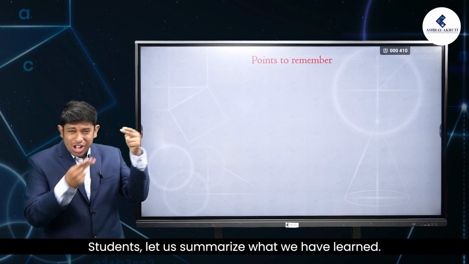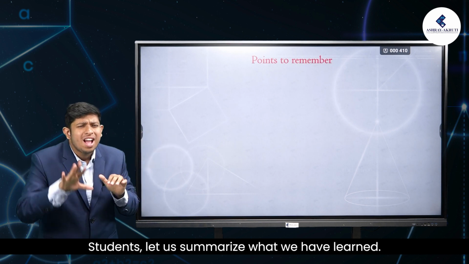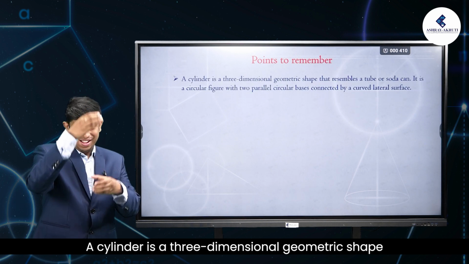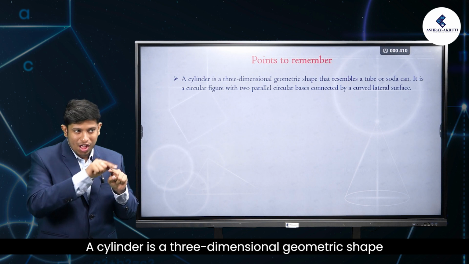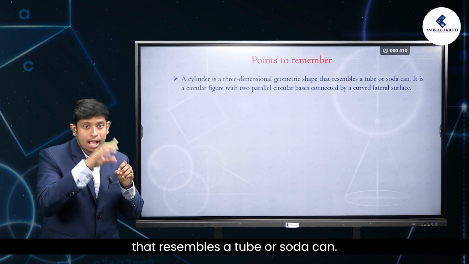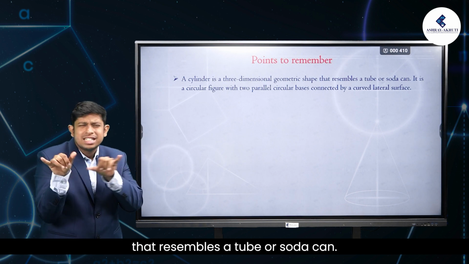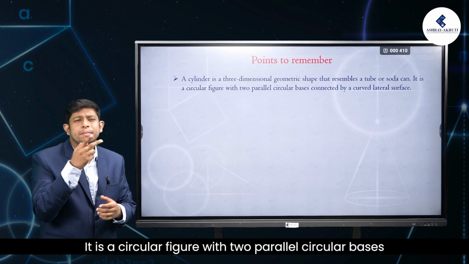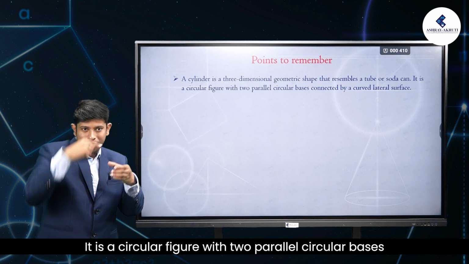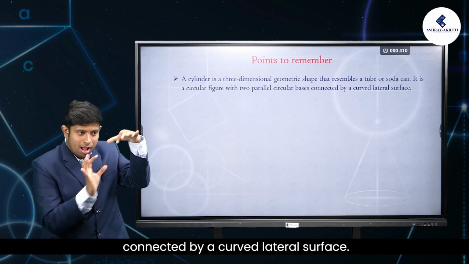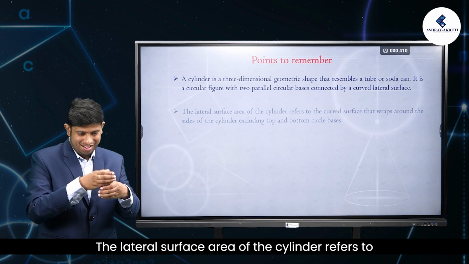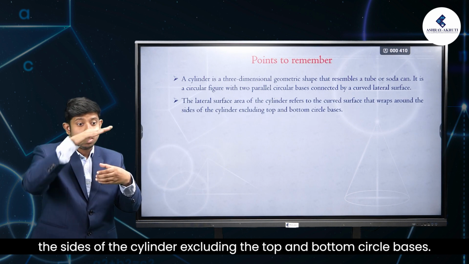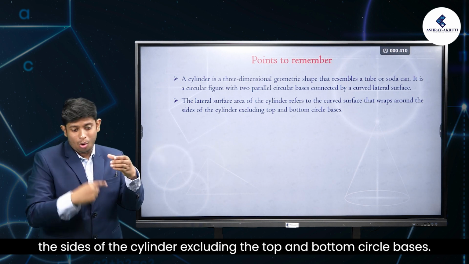Students, let us summarize what we have learned. Points to remember. A cylinder is a three-dimensional geometric shape that resembles a tube or soda can. It is a circular figure with two parallel circular bases connected by a curved lateral surface. The lateral surface area of the cylinder refers to the curved surface that wraps around the sides of the cylinder, excluding the top and bottom circle bases.